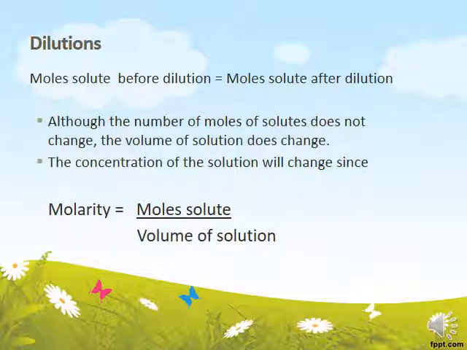So by definition, M1V1 is mole of solute before dilution, M2V2 is mole of solute after the dilution. So although the number of mole of solute does not change, the volume will normally change based on the question, like the examples that we calculated just now. So the concentration of the solution will change since the volume also changes. Moles will be the same.